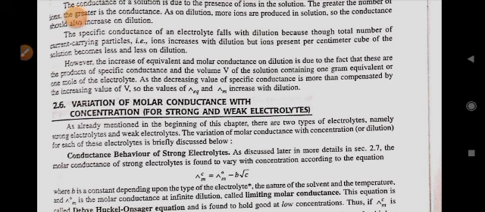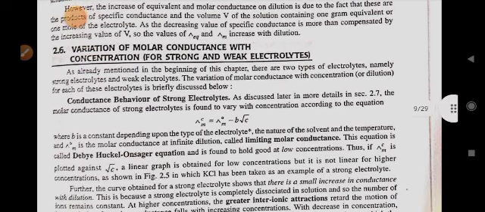Variation of molar conductance with concentration for strong and weak electrolytes. As already mentioned in the beginning of this chapter, there are two types of electrolytes, namely strong electrolytes and weak electrolytes. The variation of molar conductance with concentration or dilution for each of these electrolytes is briefly discussed below.